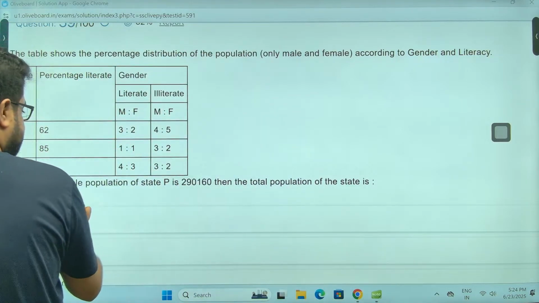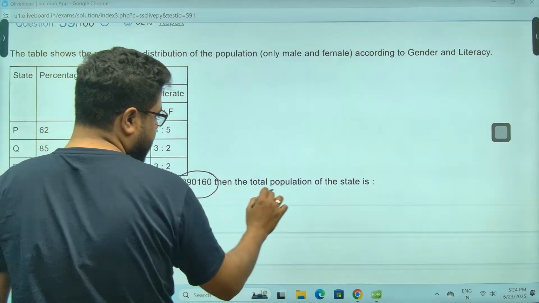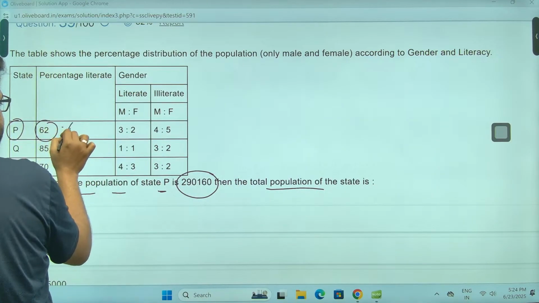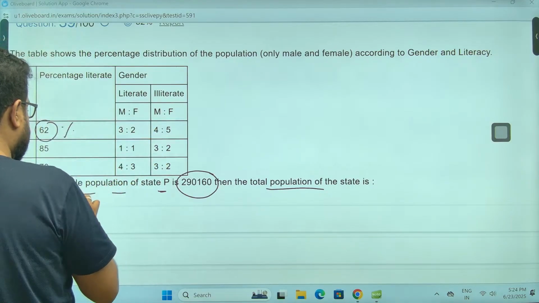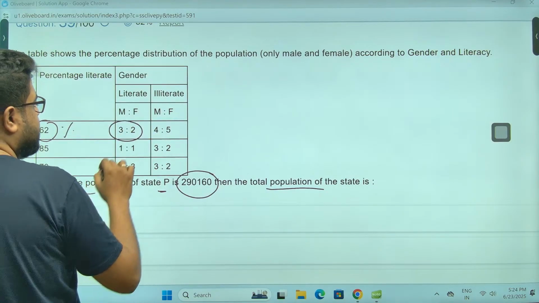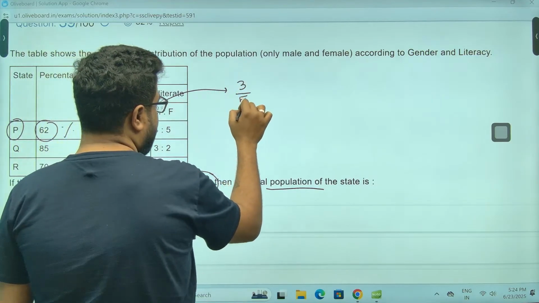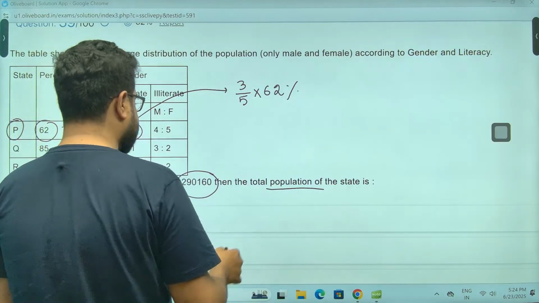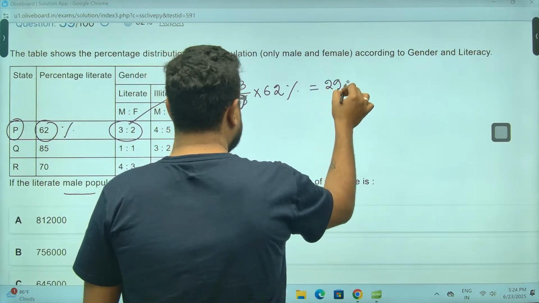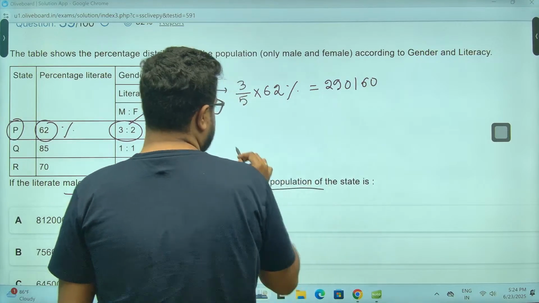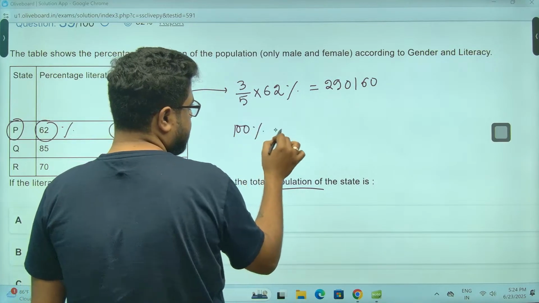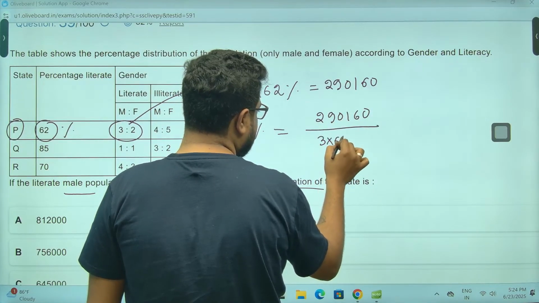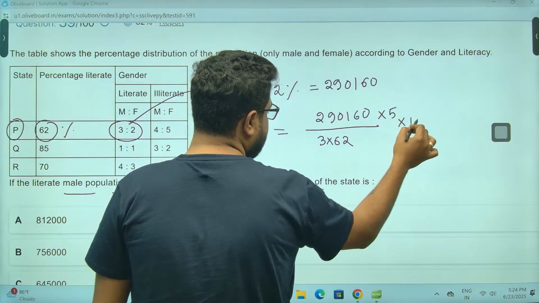Okay. Literate male population of state P is given. Total population. Oh my, the value is given, look. 62% is literate. Out of literate, male is 3 by 5 parts. So 3/5 of 62%, that is given as 290160. So we need the value of 100%. How will this come? 290160 by 3 into 62 into 5 into 100.